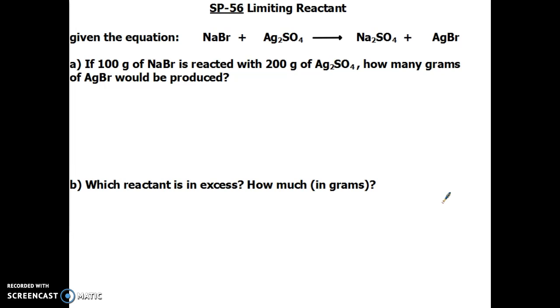Well, this is similar but different. In this situation, I've given you two masses, and one of those is the right amount, and one of them you have too much of. And so here's the whole problem. Before we can actually answer question A, we actually need to answer question B. Question B asks which reactant is in excess, and how much do we have in excess in grams.